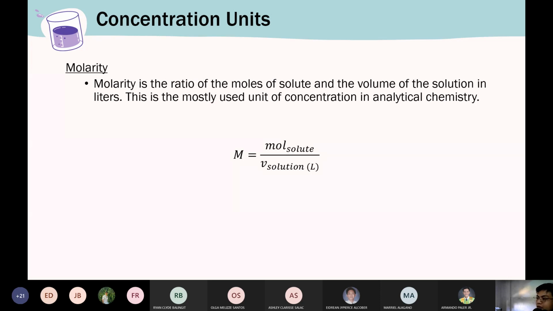How do you solve for the mole of a substance? Nakalimutan na ata. Mass over, ano yung nasa denominator? Mass over, what is the mole of a substance? Mass over molar mass. Ayun, do not forget that.